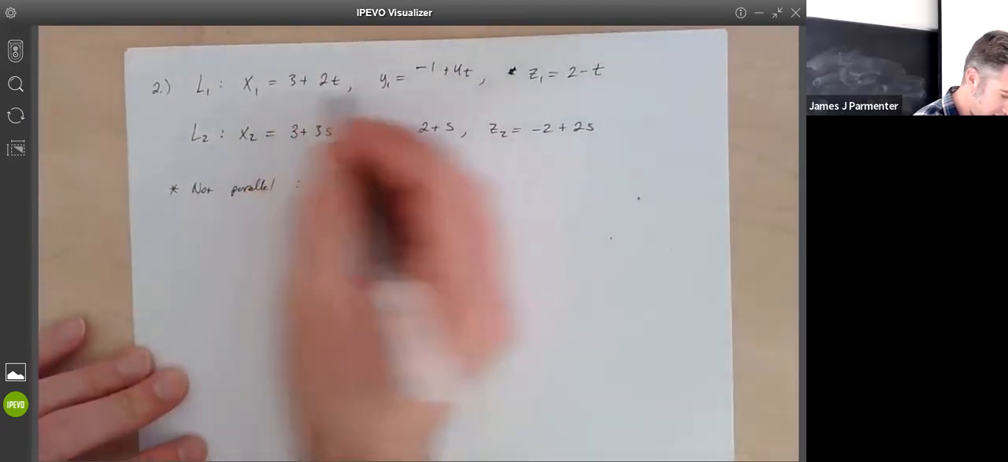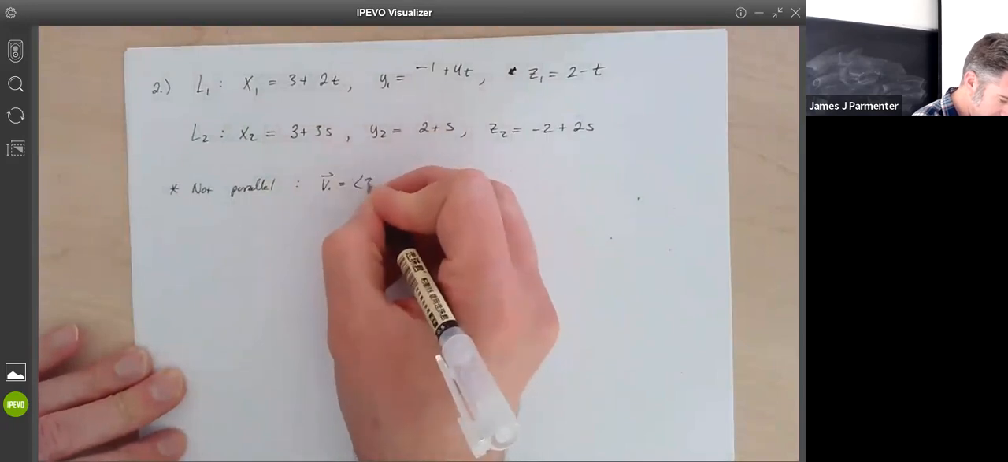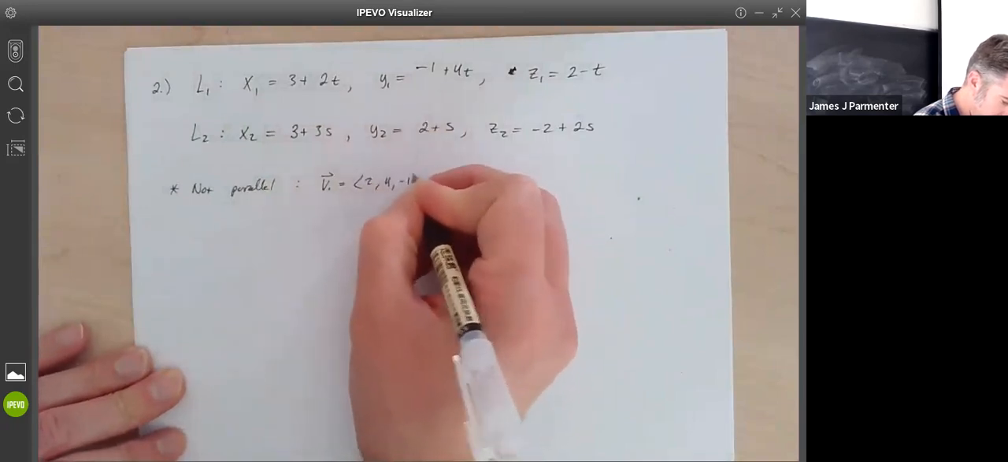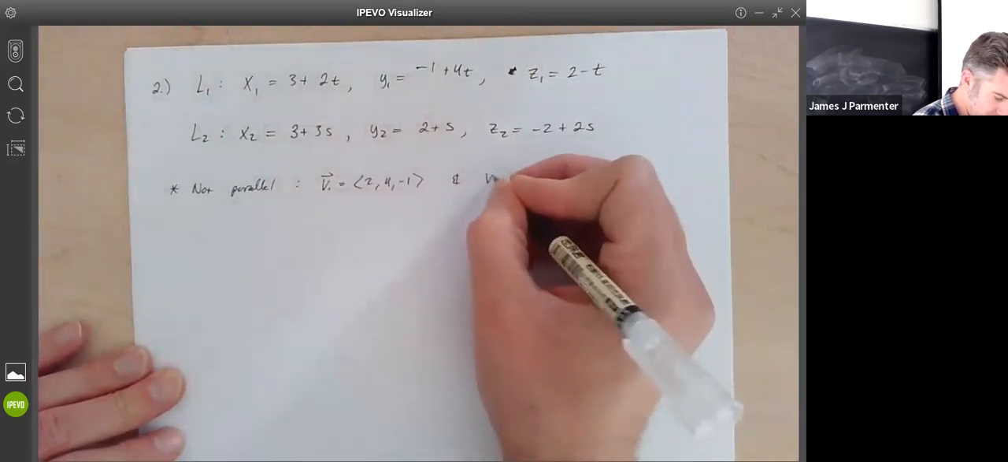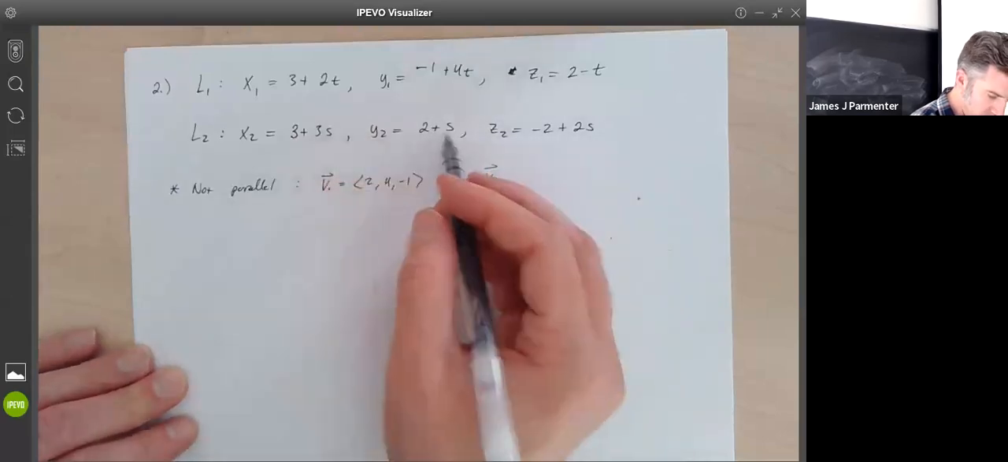So the direction of the first line is 2, 4, -1. And the second line has a direction of 3, 1, 2.